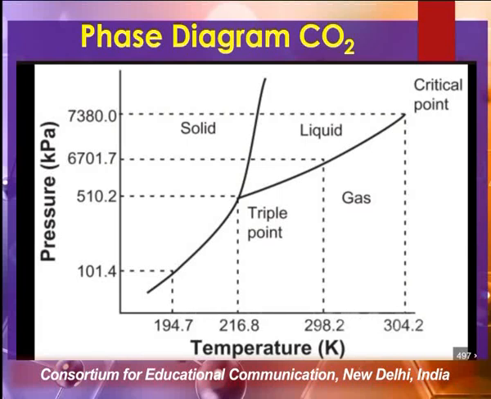This figure is showing the phase diagram for CO2. You can see on the left hand side we have the solid CO2, on the upper right hand side we have the liquid CO2, and on the bottom we have the gaseous CO2. All the three are coexisting at one point, which is called the triple point. The pressure at the triple point is 510.2 kilopascals, and the temperature at the triple point is 216.8 Kelvin.